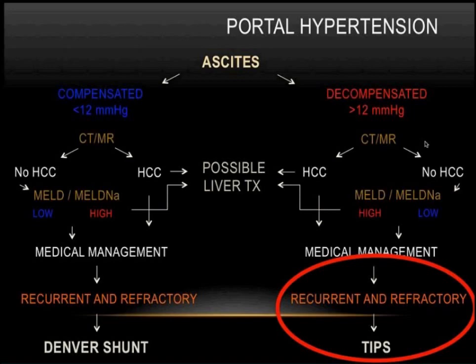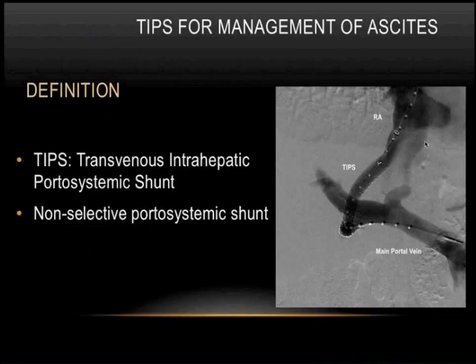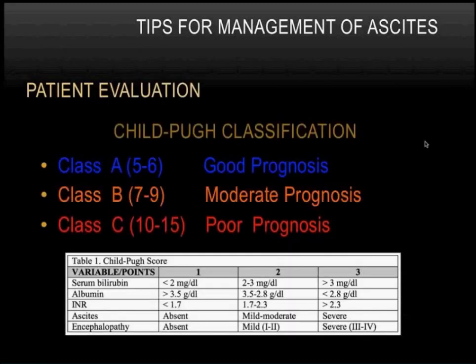So what about a patient with decompensated portal hypertension? A patient, again, who has decompensated portal hypertension, the gradient is more than 12, and they fail medical management, which is the first line of treatment, then goes to a TIPS. Of course, you guys know about the TIPS, this is a transjugular intrahepatic portosystemic shunt, a non-selective shunt between the portal vein, of course, and the hepatic veins.